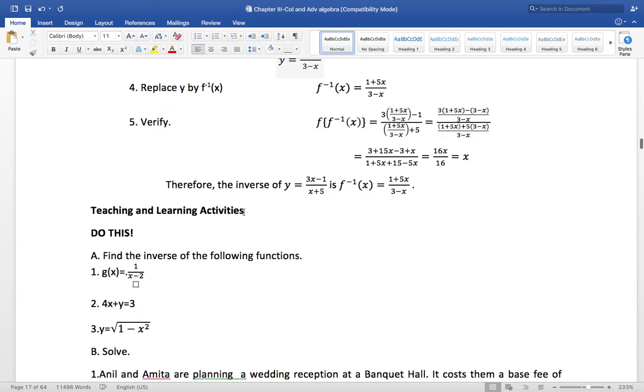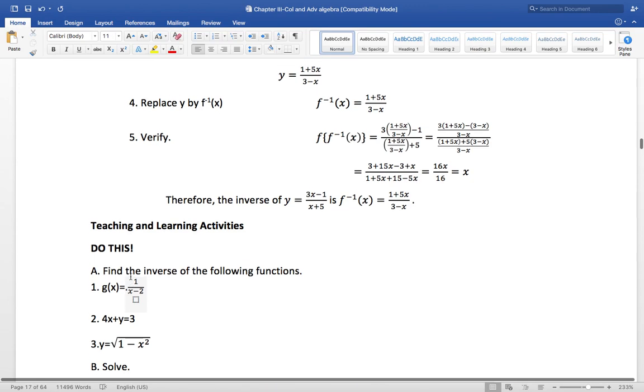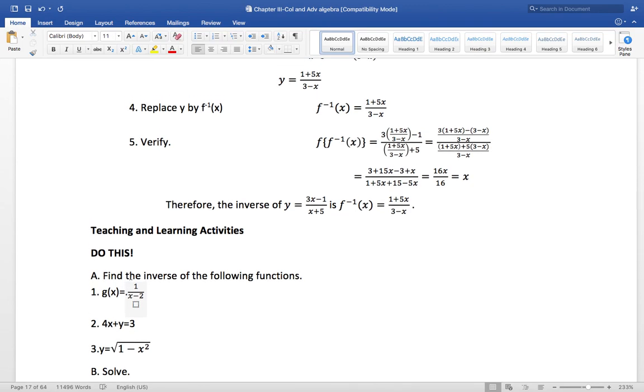So for the first exercise here, g of x is equal to 1 over x minus 2. It's like what we did. Just change this to y. Okay. And then after changing this to y, exchange y and x. And then solve for y. And then solve for f of negative 1 of x. Okay? Or verify, using f of negative 1 of x.